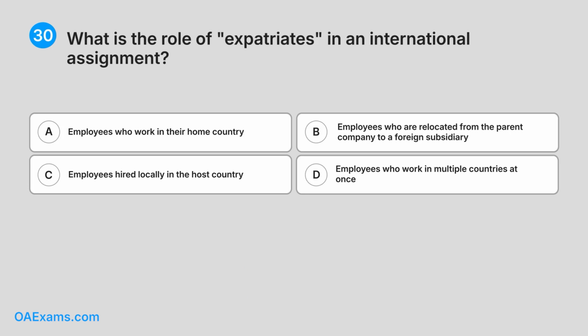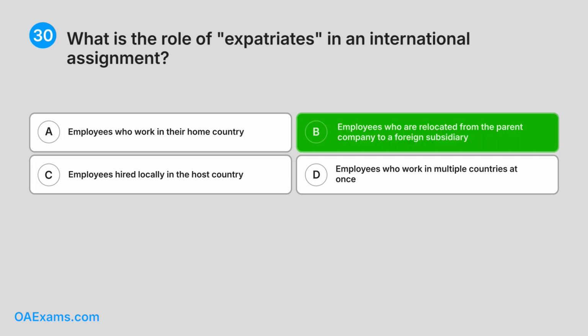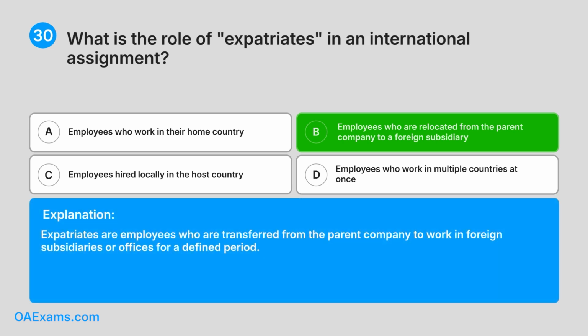Correct answer. B. Employees who are relocated from the parent company to a foreign subsidiary. Explanation. Expatriates are employees who are transferred from the parent company to work in foreign subsidiaries or offices for a defined period.